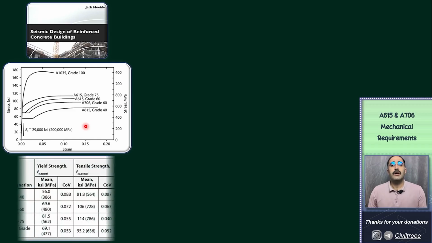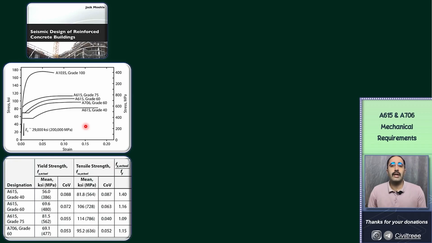In this table, which is the report data on actual bar properties from the mill test, you can see these ratios. For example, the ratio of actual yield strength to the nominal yield strength for ASTM A615 can be even up to 1.4. This idea is so important, and we as structural engineers should keep it in mind.